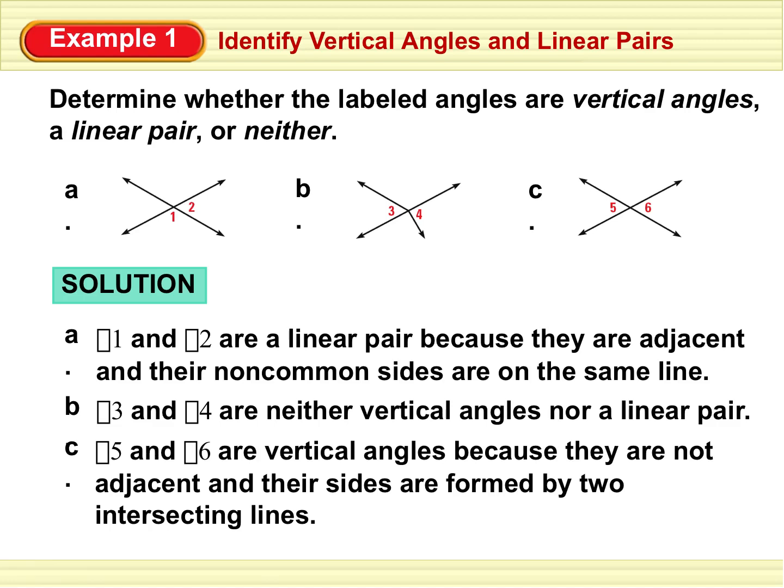All right, today we're learning about vertical angles and linear pairs. Does anybody have any idea what that means?